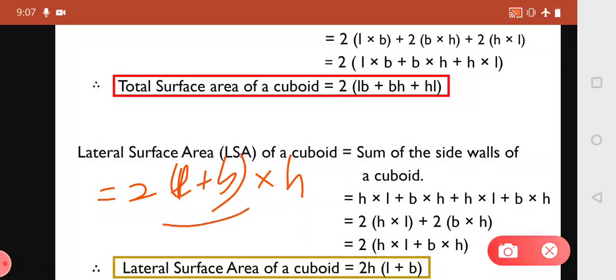Now we know this 2(L + B) is nothing but the perimeter of the rectangle. So it may be asked like this in the question, that if the perimeter is given and the height of any room or godown or something is given, we can easily find out the lateral surface area also, when length and breadth are not given but perimeter is given.